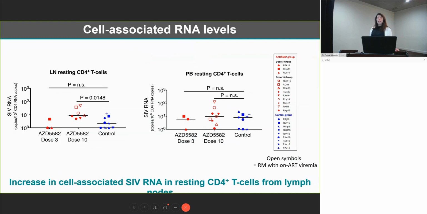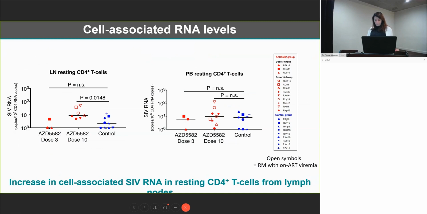So besides this viremia experienced by the monkeys during the AZD5582 treatment, we also show here that the monkeys that received 10 doses of AZD5582 showed a statistically significant increase in SIV RNA as compared to the control in the lymph node resting CD4 T cells.